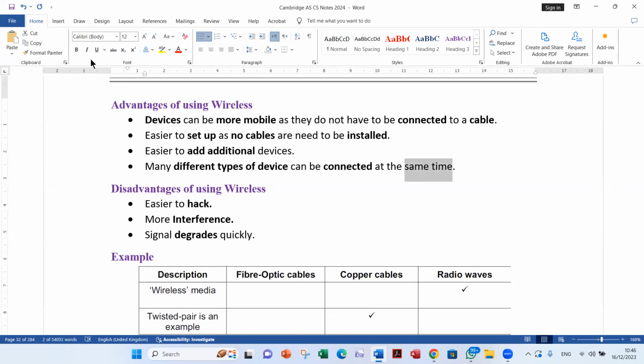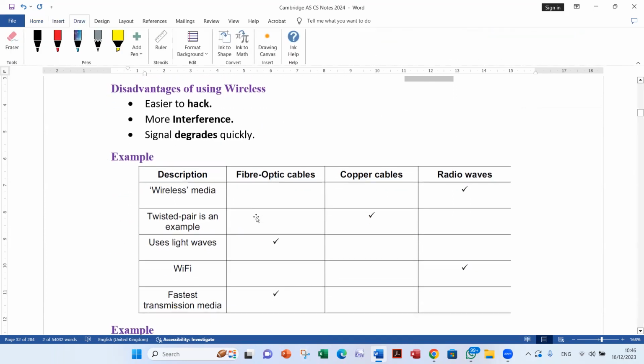For example, at home, you may connect your laptop, you may connect your smartphone, you may connect your smart TV, or maybe, for example, if you have home automation, you may connect all devices wirelessly using Wi-Fi. Disadvantage: easier to hack, more interference, signal degrades quickly through walls.